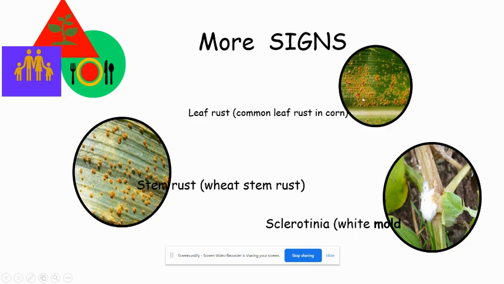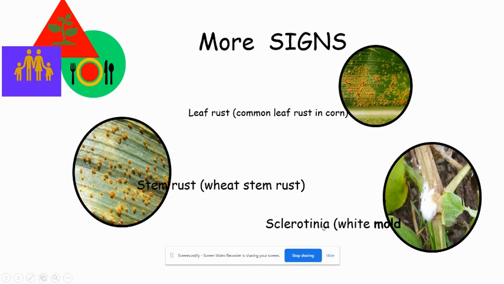Some more signs you can see here. Here you can see there are some rusty pustules which are seen on the leaf, and this is the corn leaf. Here you can see the rusty pustule, and the disease is called leaf rust. Similarly, here you can see stem rust. This is also a sign because these rusty pustules contain spores of the pathogen. There is no host tissue inside these rusty pustules. That is why these structures are signs. And this is the example of wheat stem rust, which is a very popular disease in all wheat growing areas.